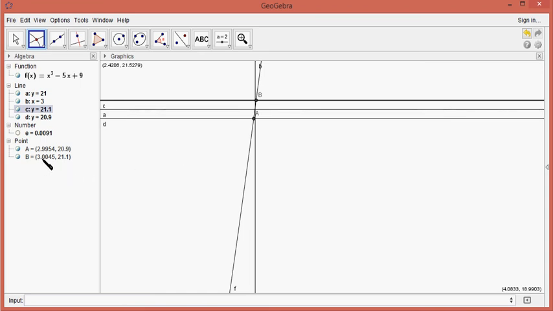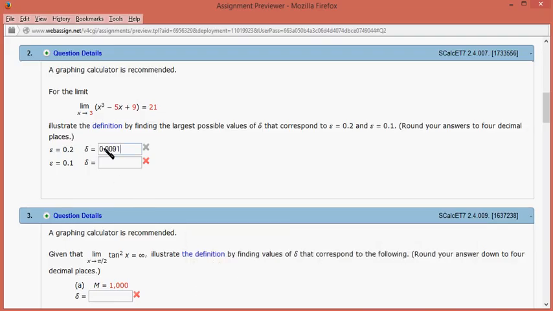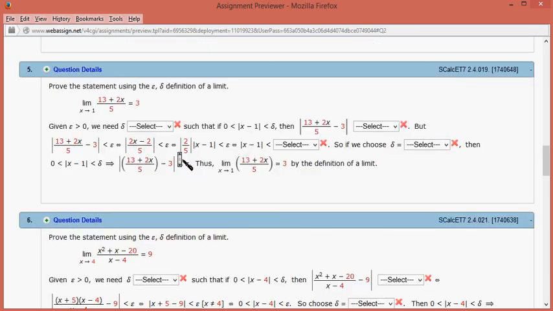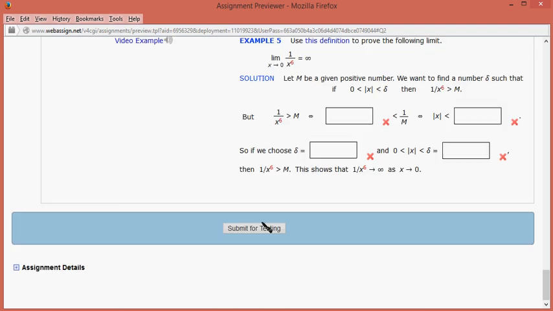So 0.0045, and the difference here is 3 minus 2.9954, which is 0.0046. So this is a smaller value. So delta is 0.0045. So let's submit for testing.